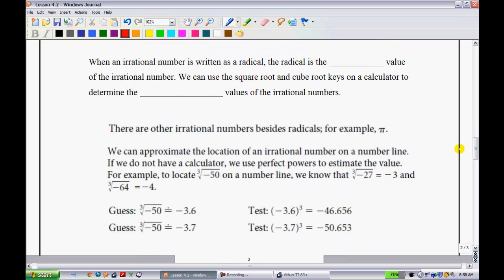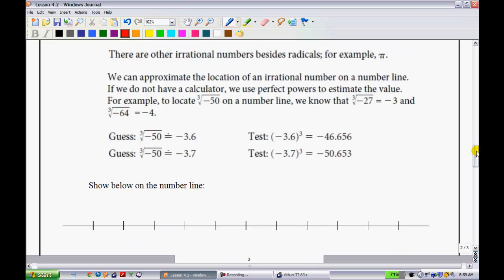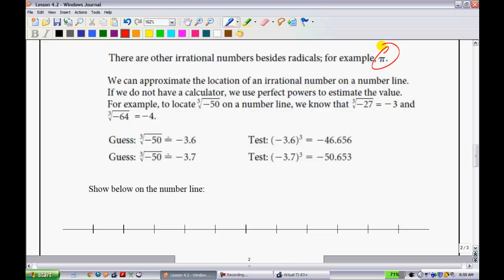Okay, so continuing on. When an irrational number is written as a radical, the radical is the exact value of the irrational number. We can use the square root and cube root keys on a calculator to determine approximate values of the irrational numbers. There are other irrational numbers besides radicals. So for example, one that we talked about when we first dove into this lesson was pi, our good friend pi. Well, we can approximate the location of an irrational number on a number line. If we do not have a calculator, for instance, we can use perfect powers to estimate the value.